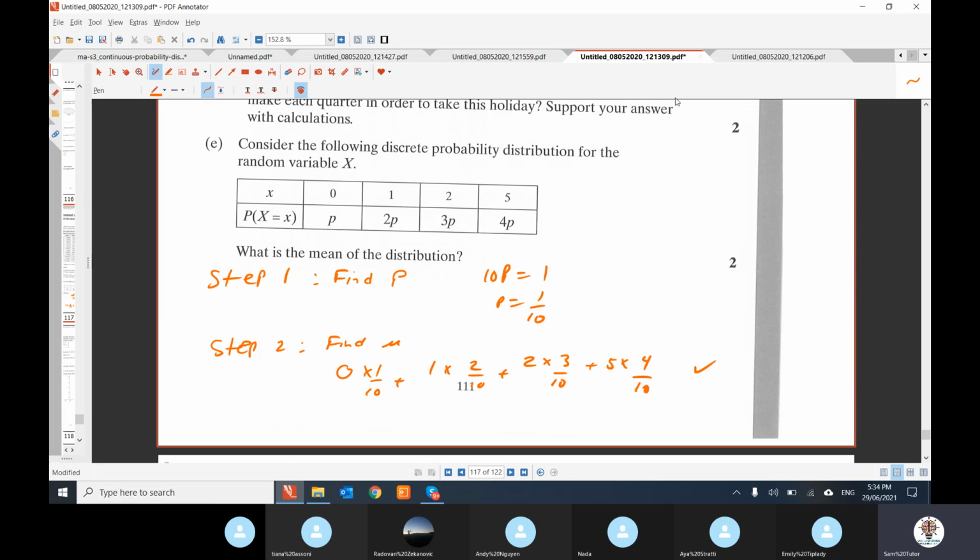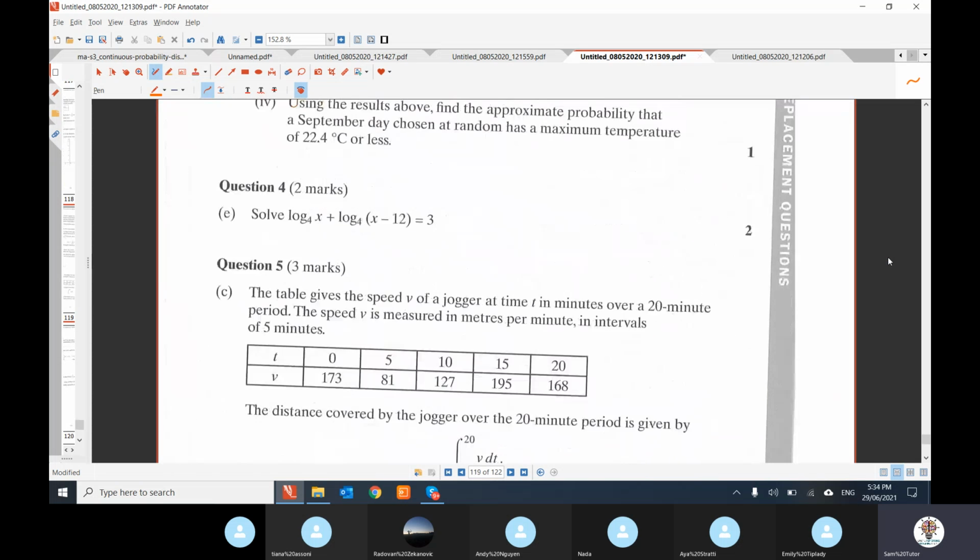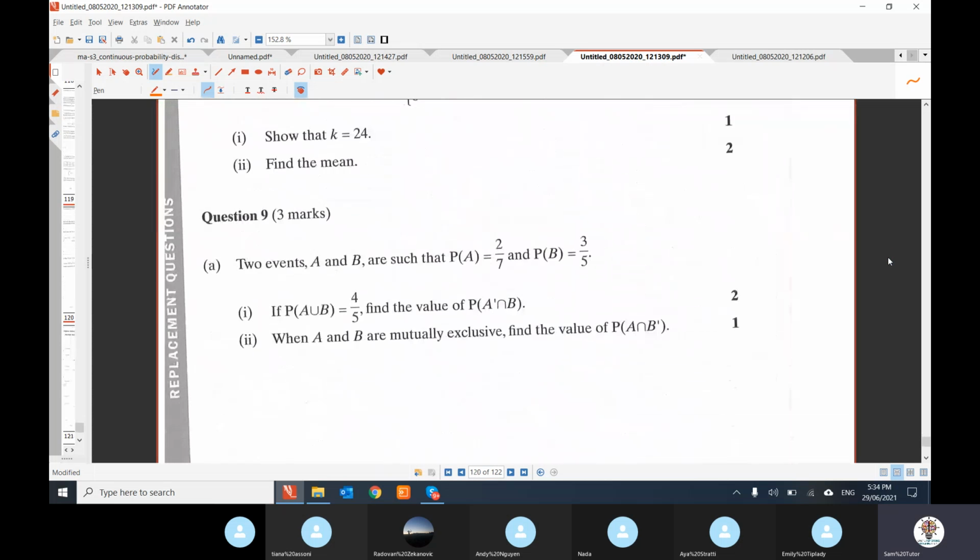29A. 9A. That's good. Somewhere at the end. Maybe it's a hard one. Question 6.